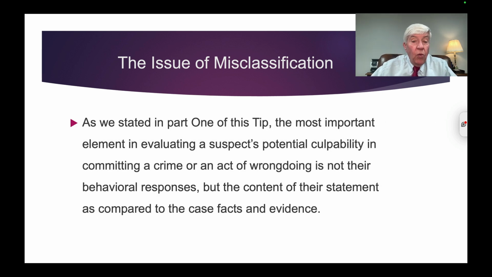As we stated in part one of this tip, the most important element in evaluating a subject's potential culpability in the committing of a crime or an act of wrongdoing is not their behavioral responses, although they can be very helpful in guiding the interview where we have to ask follow-up questions, etc. But the most essential part is the content of their statement as compared to the case, facts, and evidence. Do the case, facts, and evidence support and lend credibility to their statement, or do they contradict what the subject is telling us?